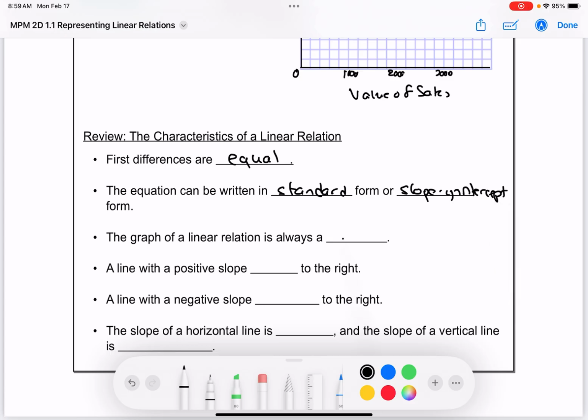The graph of a linear relation is always a line. Please remember, it's always going to be a straight line. A line with a positive slope rises to the right. Okay, so it's going to look like that on your graph.